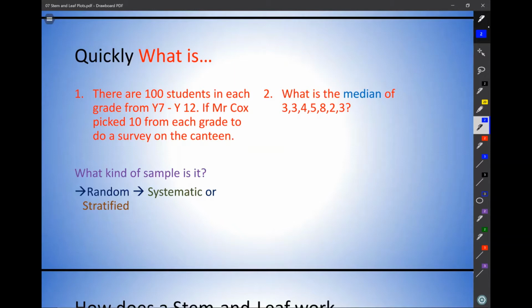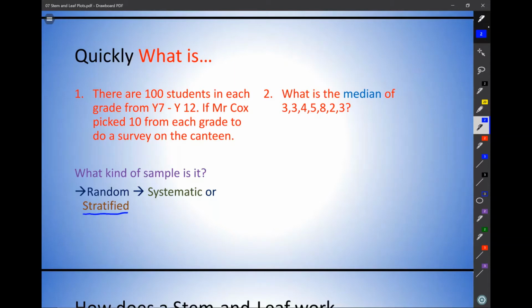Okay, hopefully you've had a go at answering this yourself. I think the answer to this question is stratified because he's made an attempt to make his sample representative of the whole group. He's taken 10 people from each grade that has 100 total students.